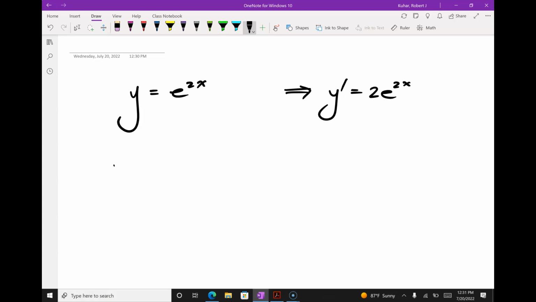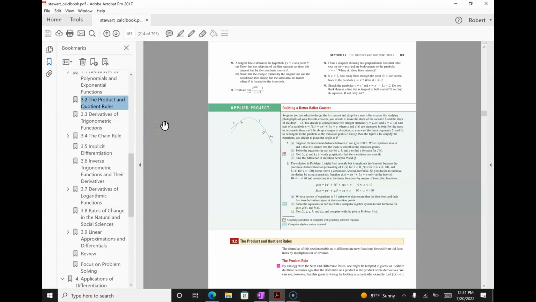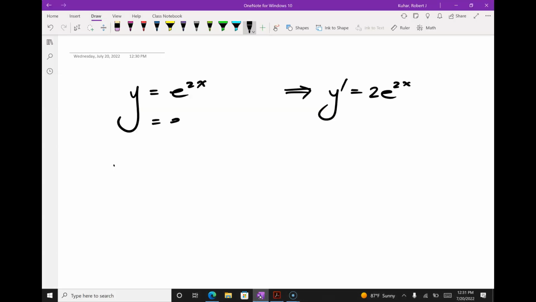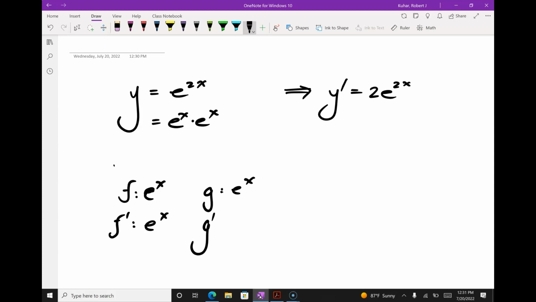Okay, but let's write this as e to the x times e to the x. Do you agree with that? Yes? Good. So first function is e to the x. Derivative is what? Yep. Second function g is also e to the x. Derivative is e to the x. And I'm doing this loop.